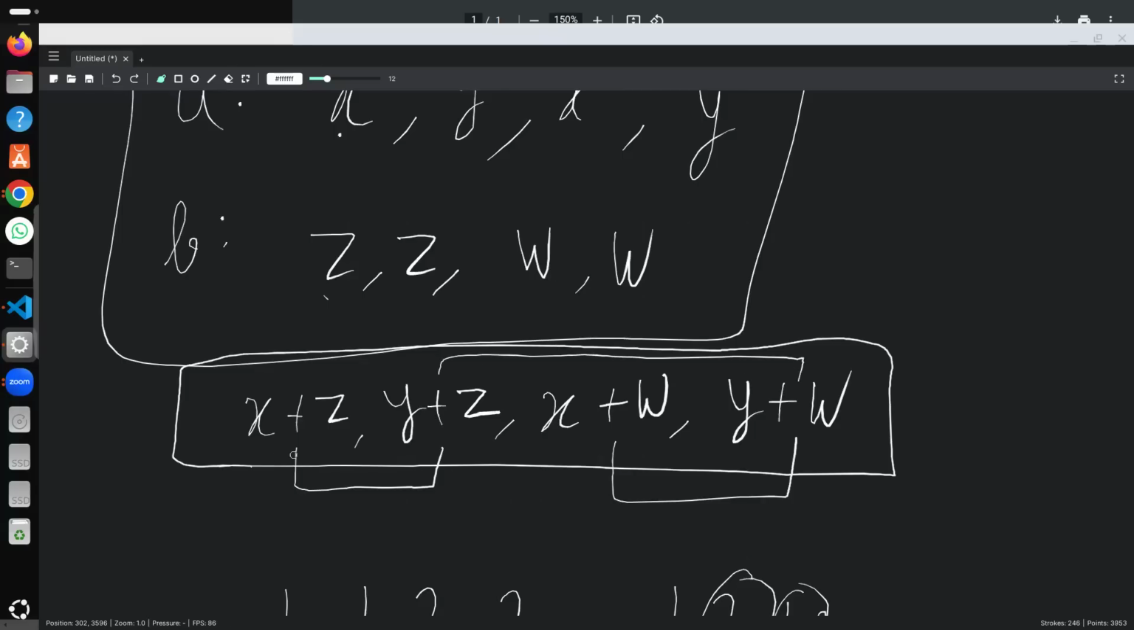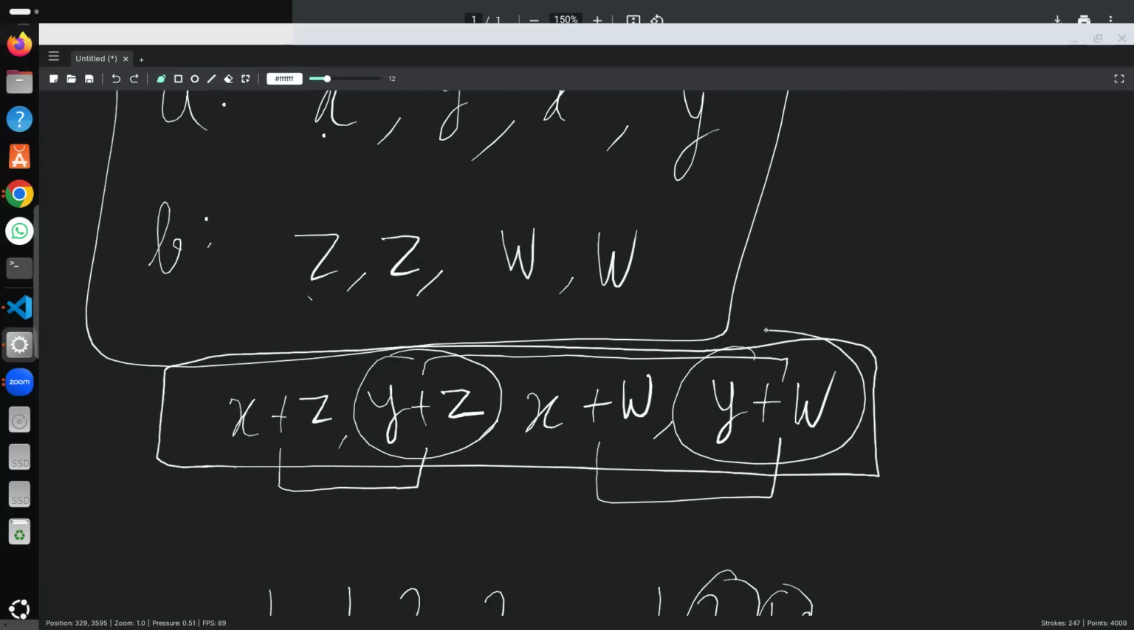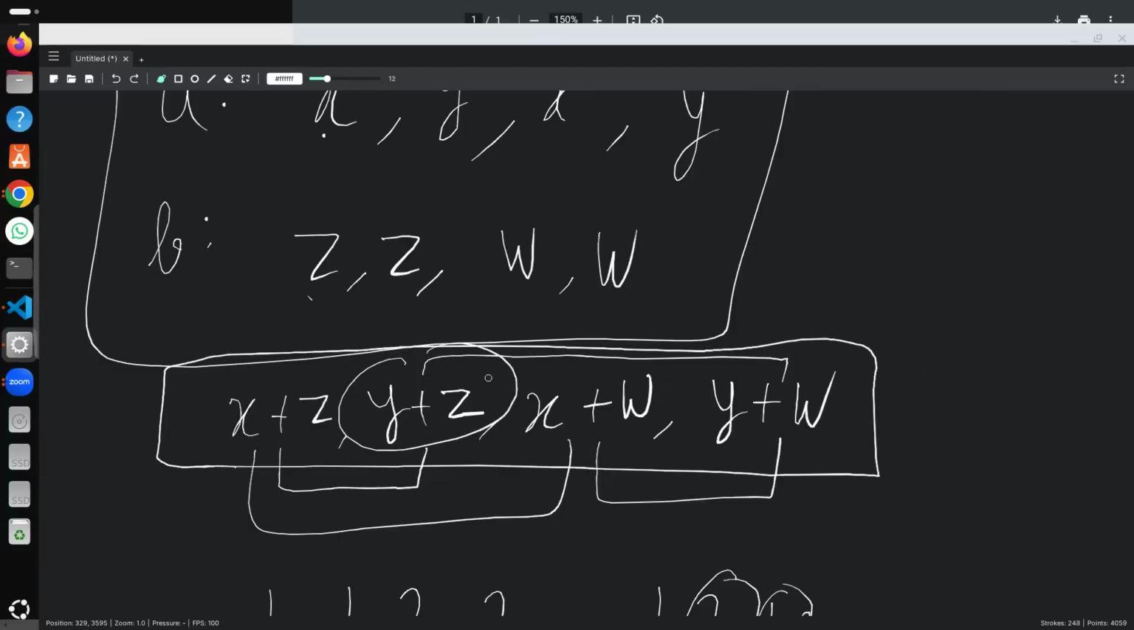Because basically, if these two were to be equal, then x should be equal to y. But x is not equal to y, right? And if these two were to be equal, then z should be equal to w. But that is not the case. So these two are not equal, these two are not equal, and these two are not equal. And also these two are not equal. So there can be at most one equal pair. Like these two can be equal, but nothing more than that. So there are at least three distinct elements.